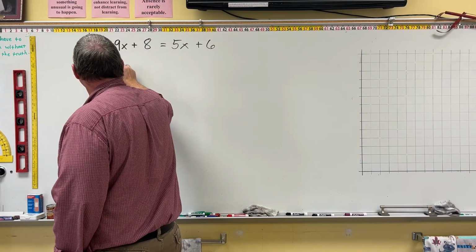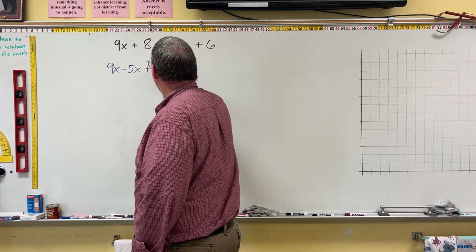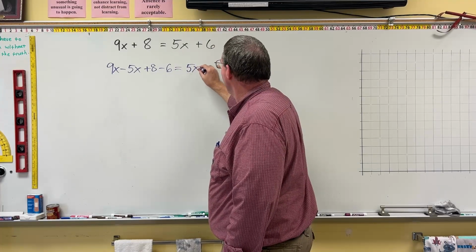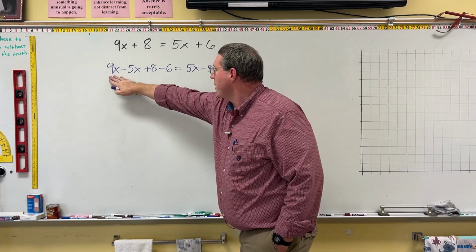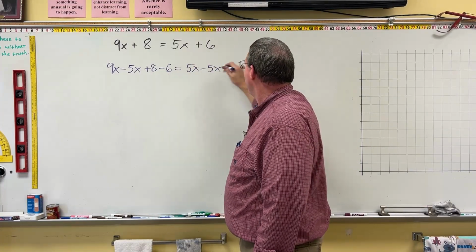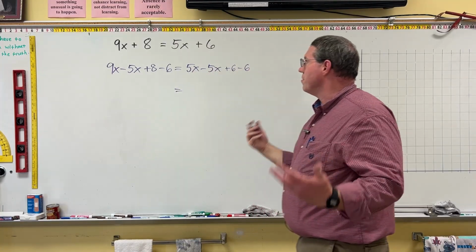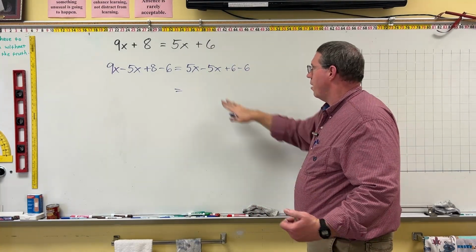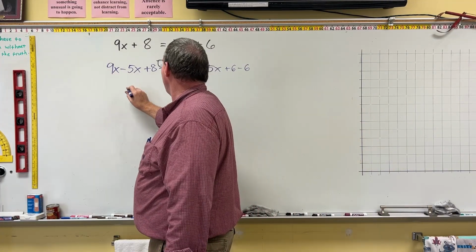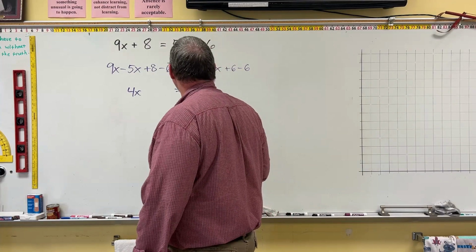So I'm going to do 9x minus 5x plus 8 minus 6. And over here, 5x minus 5x. See, I did the same thing. 9x minus 5x and 5x minus 5x. Then I have plus 8 minus 6, and I'll have plus 6 minus 6. 5x minus 5x is 0. 6 minus 6 is 0. 0 plus 0 is 0. Now I have 9x minus 5x is 4x. 8 minus 6 is 2.